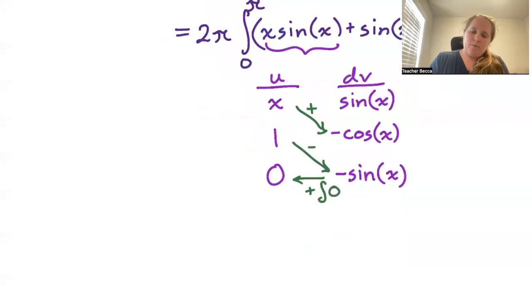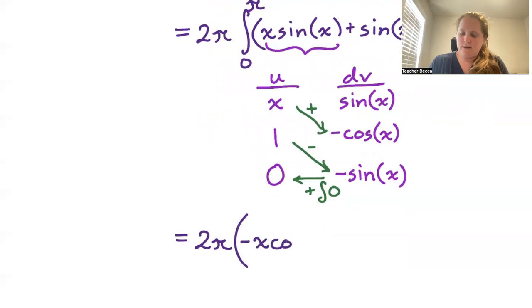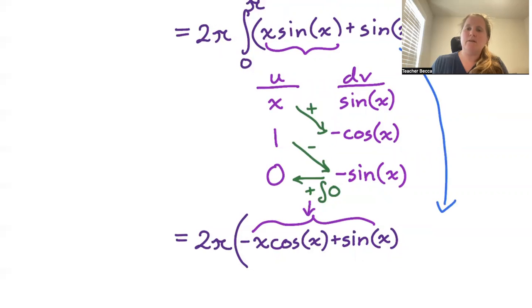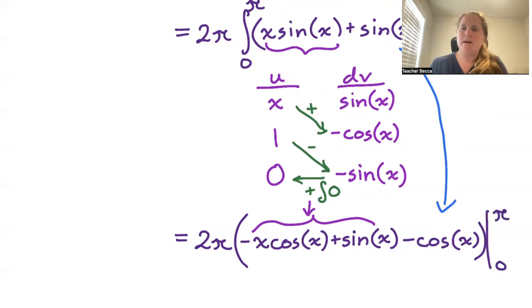So putting this all together, we have 2 pi times that first component becomes a negative x cosine of x plus sine of x. So that is our integration by parts. Then the sine of x just integrates to a negative cosine of x. We have minus cosine of x. We are evaluating at 0 and pi.